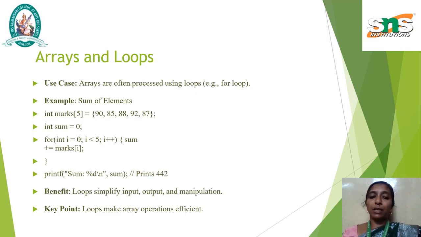From this example, int sum = 0. We can use a for loop statement: for (int i = 0; i < 5; i++). The sum values are added 5 times using the for loop statement.